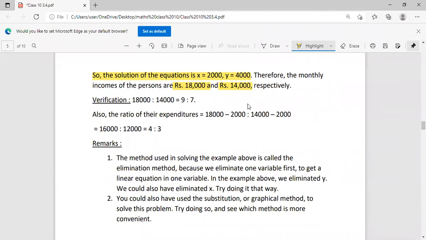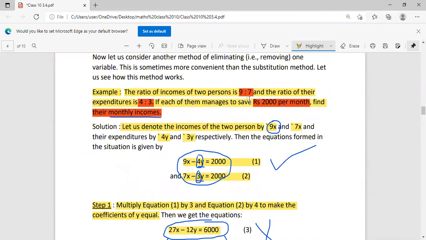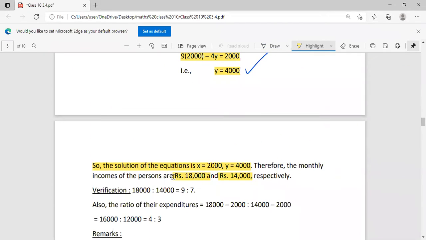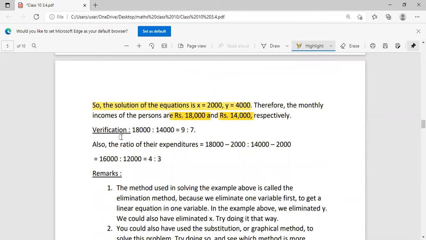That was the question. And again, I repeat, in this kind of questions, especially from this chapter, you can verify whether your answer is correct or not. How can you check? It is given in the question itself that the ratio of their income is 9 is to 7. So finally you have found an answer that is 18,000 and 14,000. Just take the ratio of these two numbers. If it is 9 is to 7, then you can conclude that they are the same.